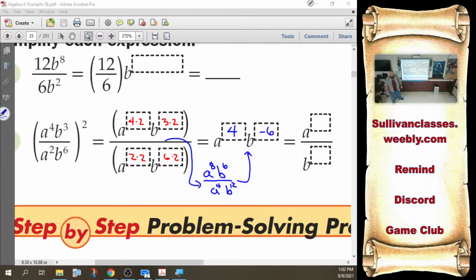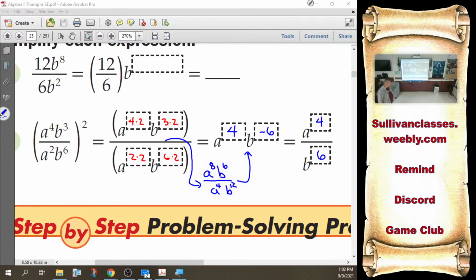Switch it down and you bring it down. You flip your switch, you bring it down, and it turns into a positive. You go downstairs and now you're happier. Now you're positive. Now it's a to the 4th over b to the 6th. Rule number 5 says negatives flip, numerator denominator.